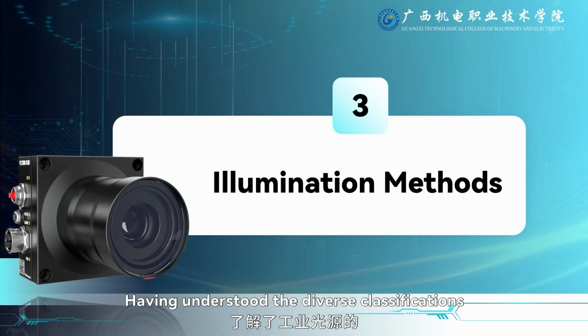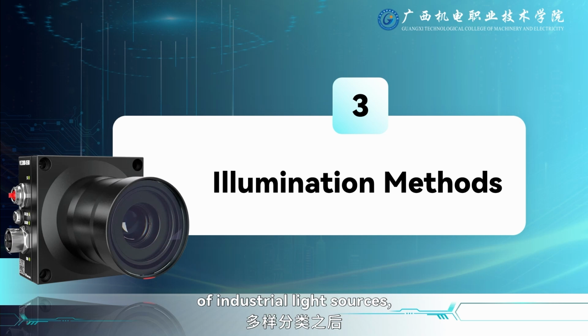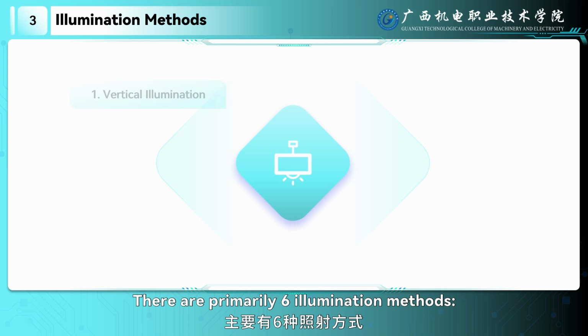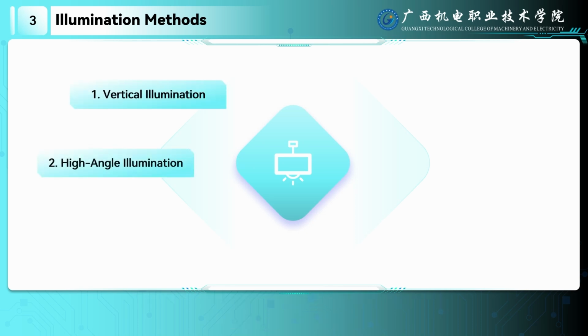Having understood the diverse classifications of industrial light sources, let us now delve into the different illumination methods to see how they function in practical applications. There are primarily 6 illumination methods.